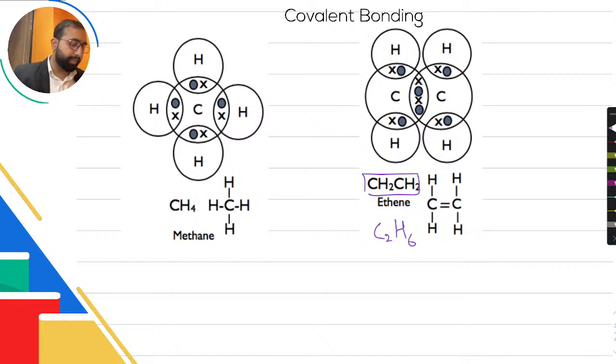So again, what's happening here? You have 2 carbons, both of them needing 4, so both of them go in the center, and then hydrogen goes on the outside. This is how you're able to get carbon sharing 1 with each hydrogen and then 2 with each other. And that is how you get this structure.